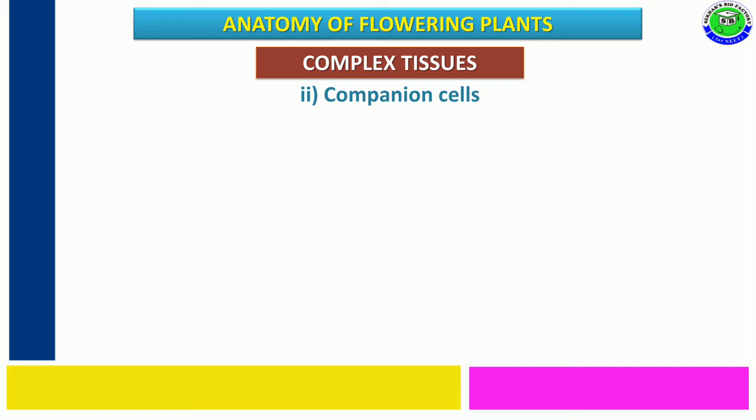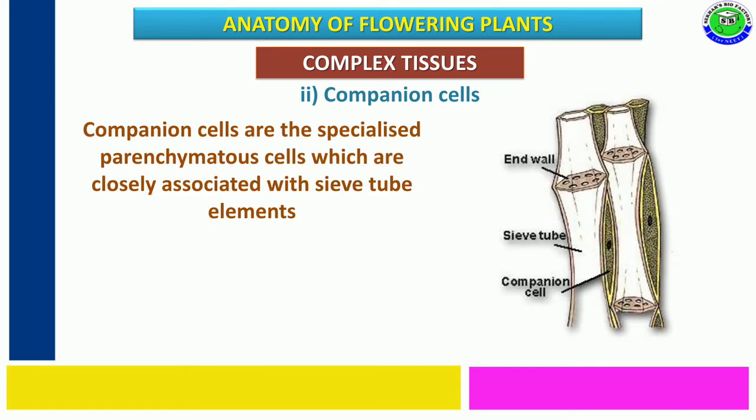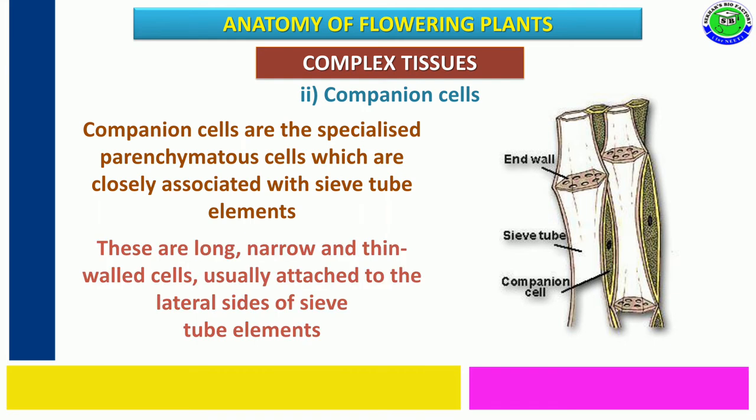The second component is the companion cell. Companion cells are specialized parenchymatous cells, and these cells are closely associated with sieve tube elements in phloem.